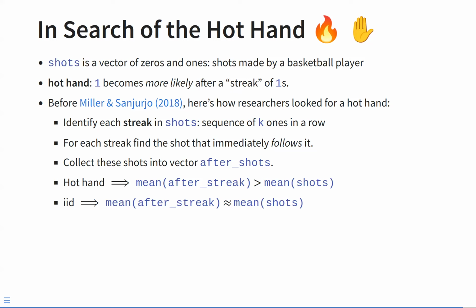Now, before this Miller and Sanjurjo paper, here is how researchers looked for a hot hand. They started by identifying each streak in the vector shots, which is a sequence of k ones in a row. And then for each streak, they looked for the shot that immediately follows it. Then you could collect these into a vector called aftershots. And the hot hand would mean that the mean of aftershots is bigger than the mean of shots. And an IID sequence should say that the mean of aftershots is approximately equal to the mean of shots. That was the idea. That's the test that researchers used.